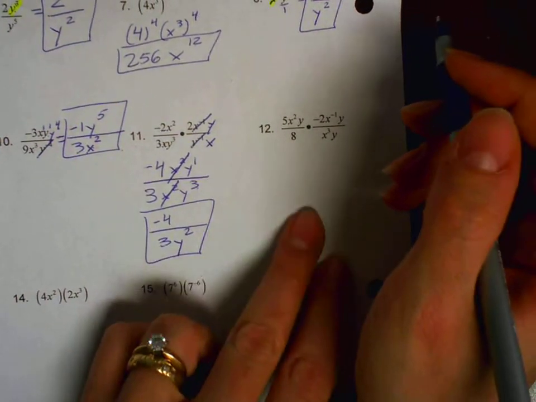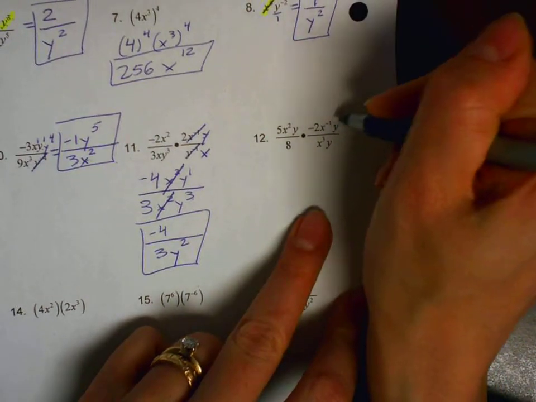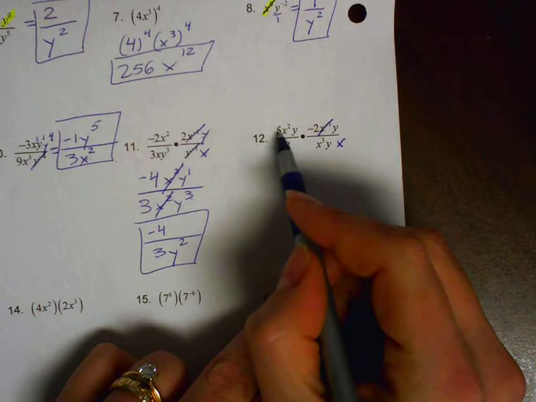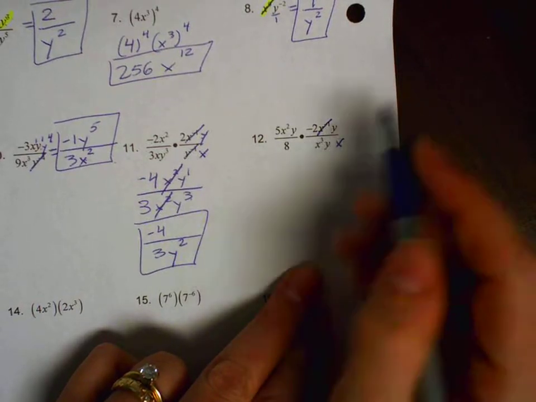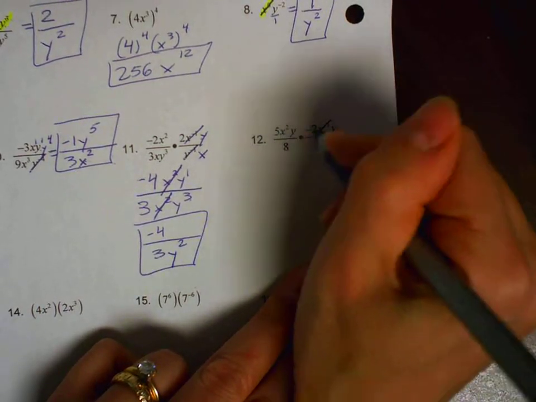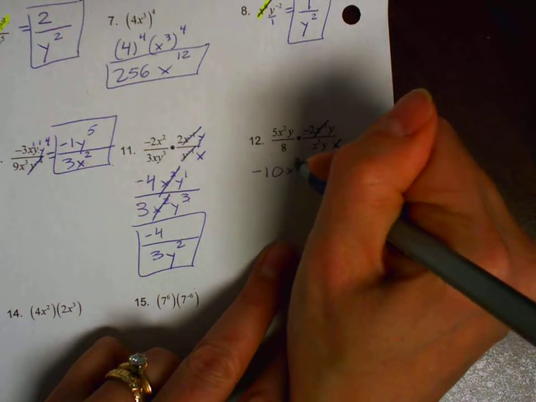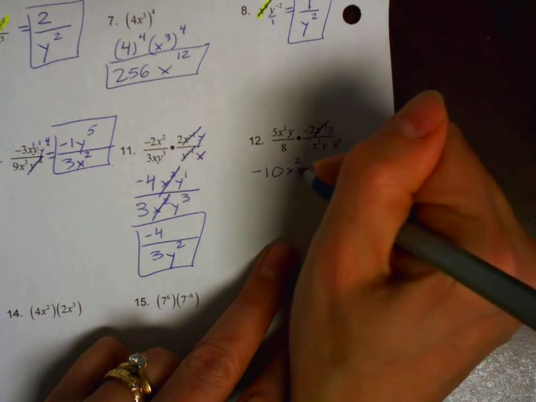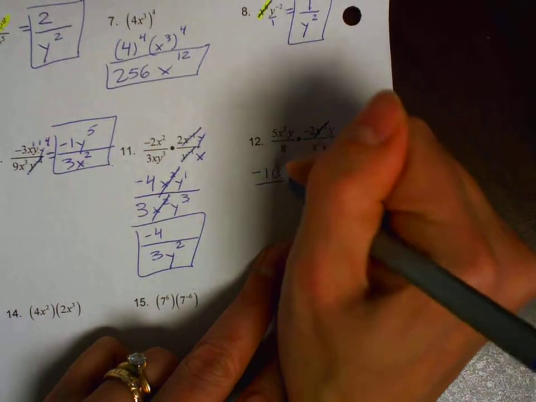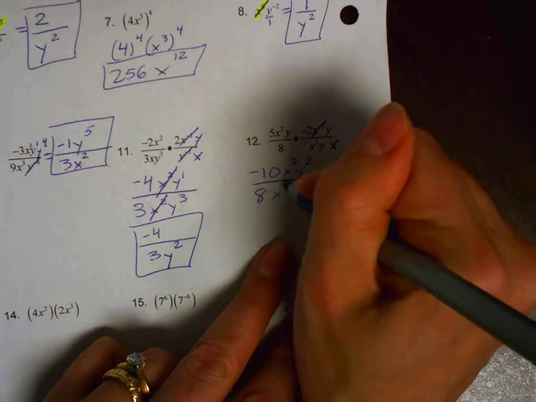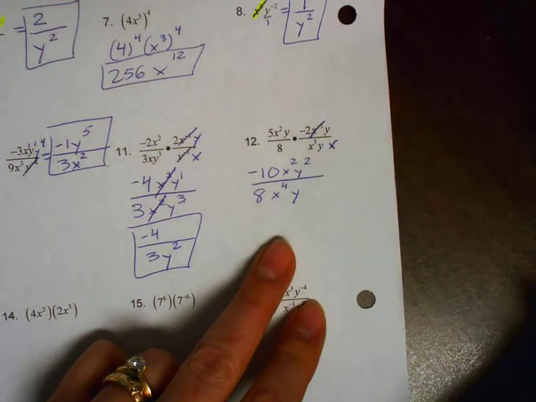Number 12, again I'm going to move these negatives. So I've got x to the negative 1, I'm going to move that as x to the 1. And then I'm going to multiply top times top and bottom times bottom. So top times top, 5 times negative 2 is negative 10. I don't have any other x's, and then I have y times y is y squared. On the bottom I have 8. x cubed times x is x to the 4th, and I don't have any other y's.